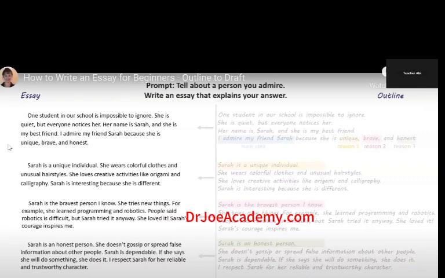Awesome. Sarah is unique and individual. She wears colorful clothes and unusual hairstyles. She loves creating activities like origami and calligraphy. Sarah is interesting because she is different. Origami and calligraphy. Yanfei?